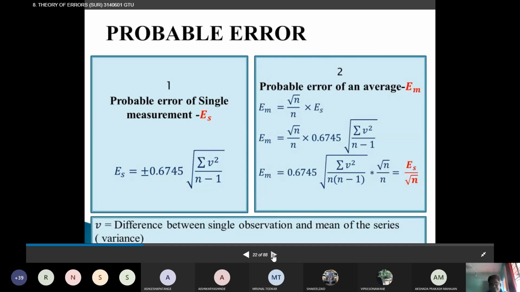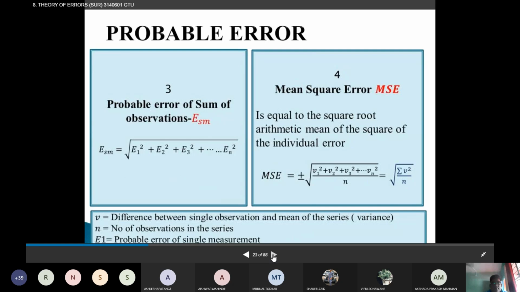Then next, third, probable error of the sum of the observations, which is equal to the square root of E1 square plus E2 square plus E3 square. So E1, E2, E3 like that, these are the probable errors of the single measurements. V is the difference between the single observations and the mean of the series, that is the part of variance.